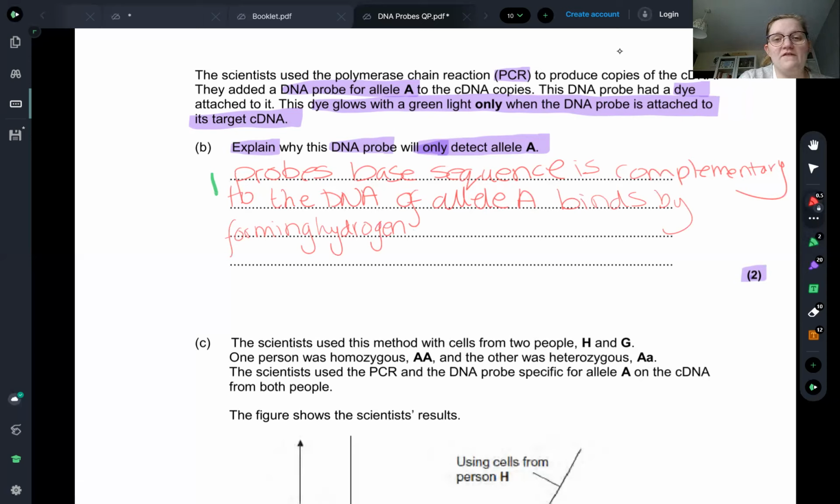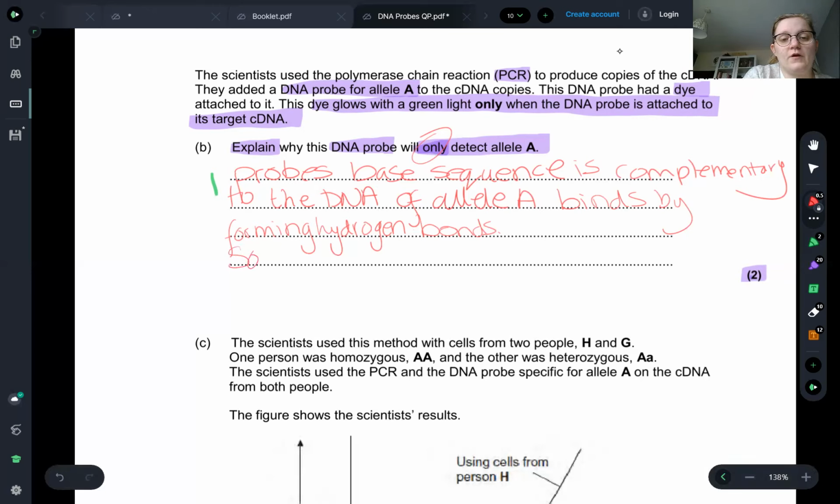Then, explain why the DNA probe will only detect allele A. Well, we've explained what a DNA probe is basically in this first part. We're saying a DNA probe has a base sequence which is complementary to the DNA of allele A and binds by forming hydrogen bonds. That's your first mark. Your second mark is then going to explain this word only. Why is it only detecting allele A then? Because it has a base sequence which is complementary to the DNA of allele A, it binds by forming hydrogen bonds.